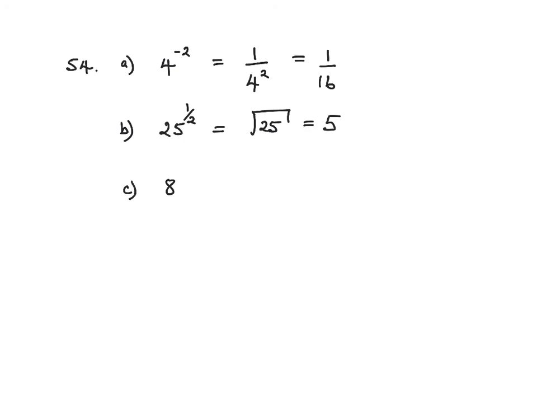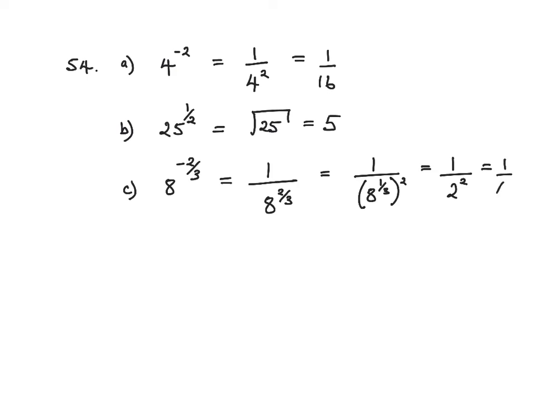8 to the power of negative 2/3. That's the same as 1 over 8 to the power of 2/3. Now I'm going to break that power down. So 8 to the power of 1/3 all squared. That's the cube root of 8. The cube root of 8 is 2. 2 squared is 4, so it's 1 over 4. 10 to the power of 0. Anything raised to the power of 0 is 1.